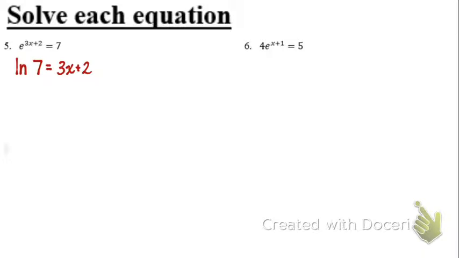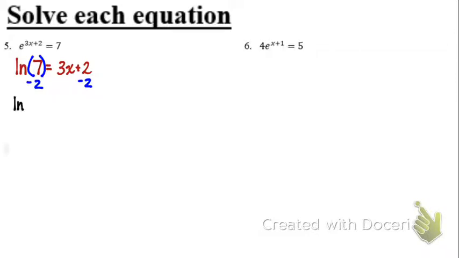I want to get x all by itself. Subtract 2 from both sides. That is not going to turn into the natural log of 5. Natural log is an operation that is happening to our 7. That has to happen first before we can subtract 2 from it.